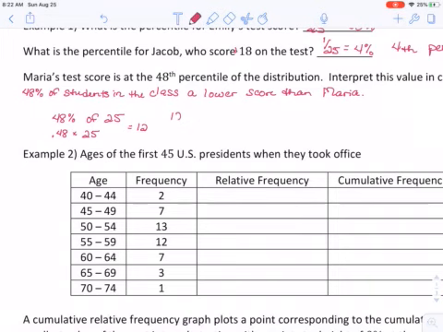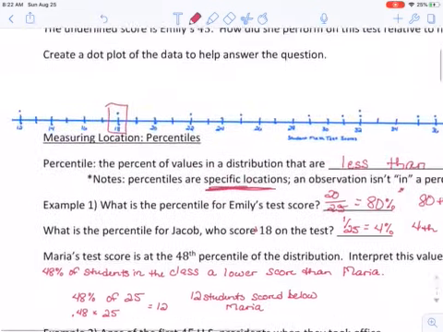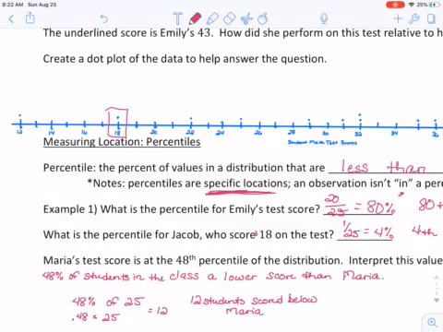Now that 12 is not her score. This is how many students scored lower than Maria. So to find out that actual score, I'm just going to go up and count. I'm going to count 12 of these people so that I can say, okay, Maria must be the 13th if 12 are below.